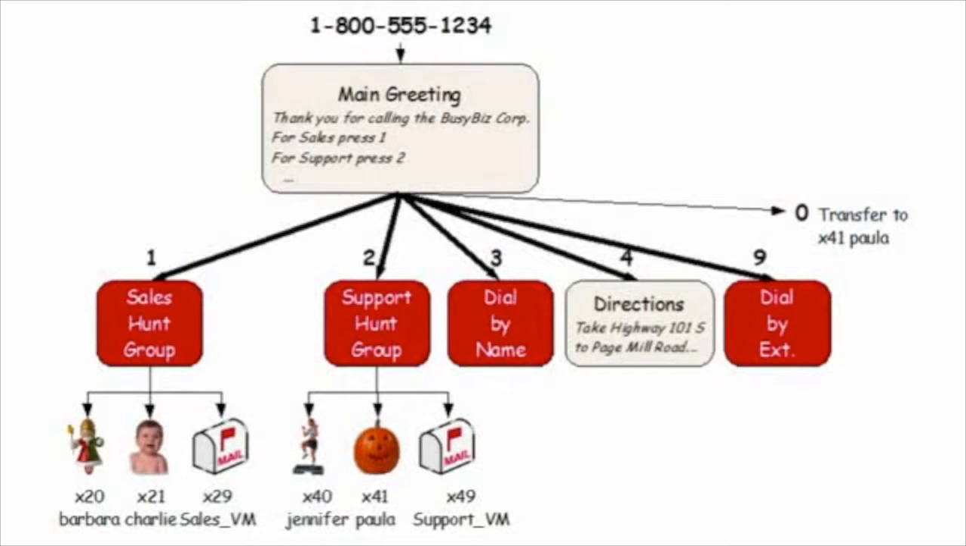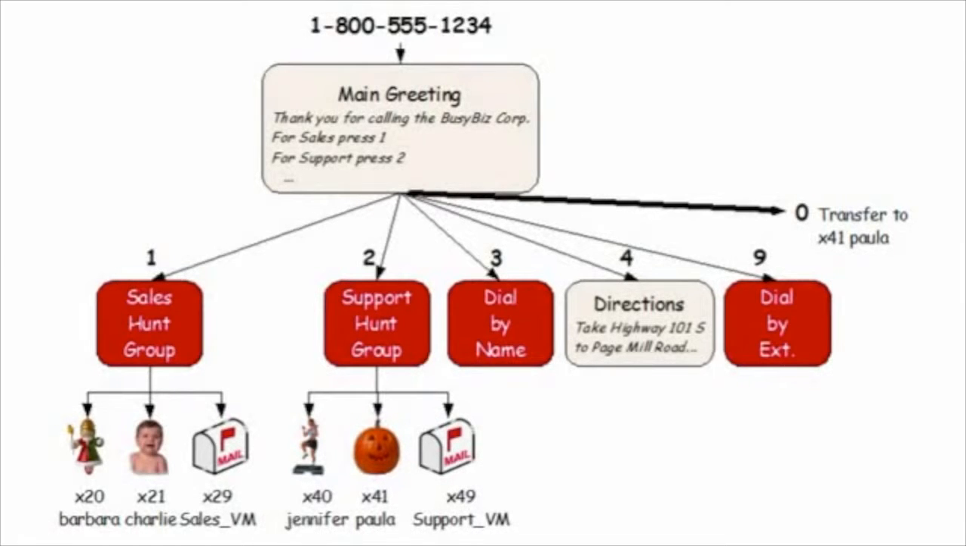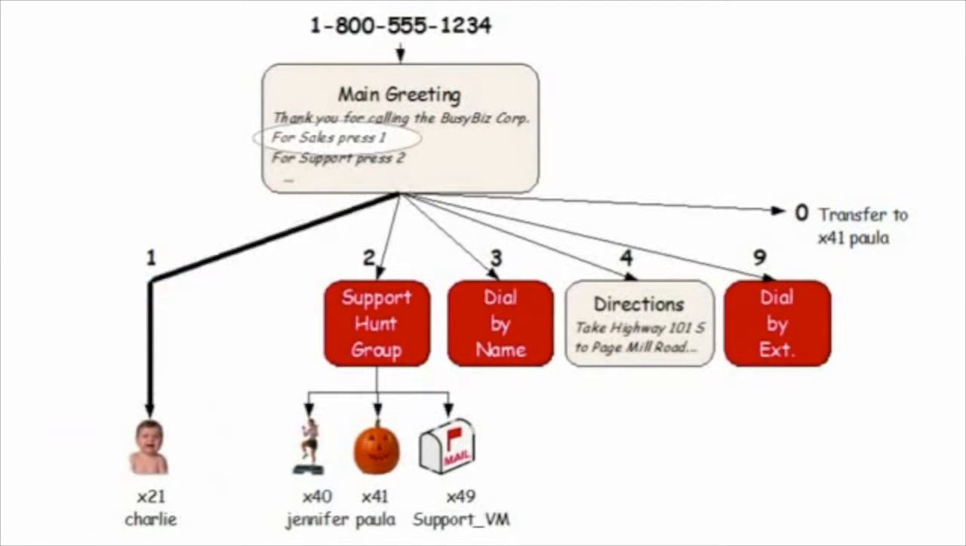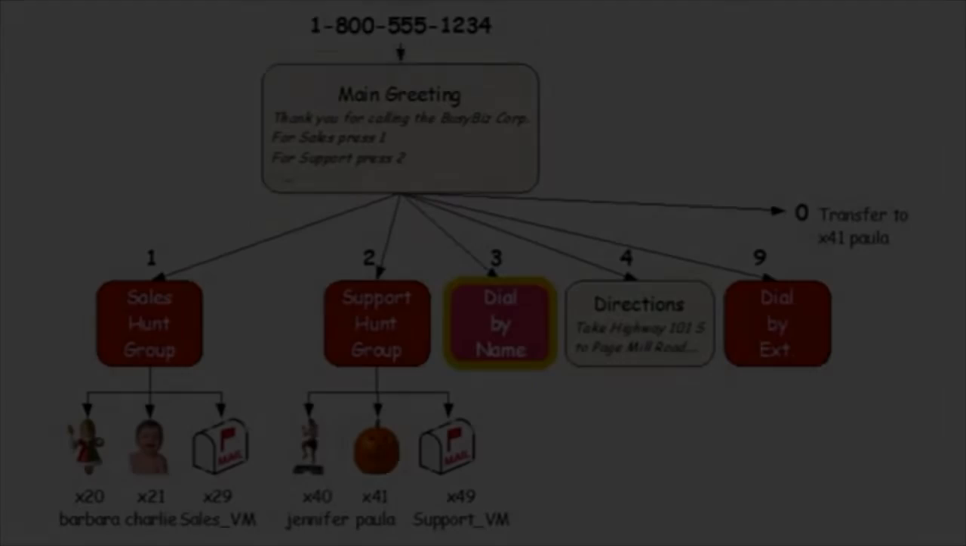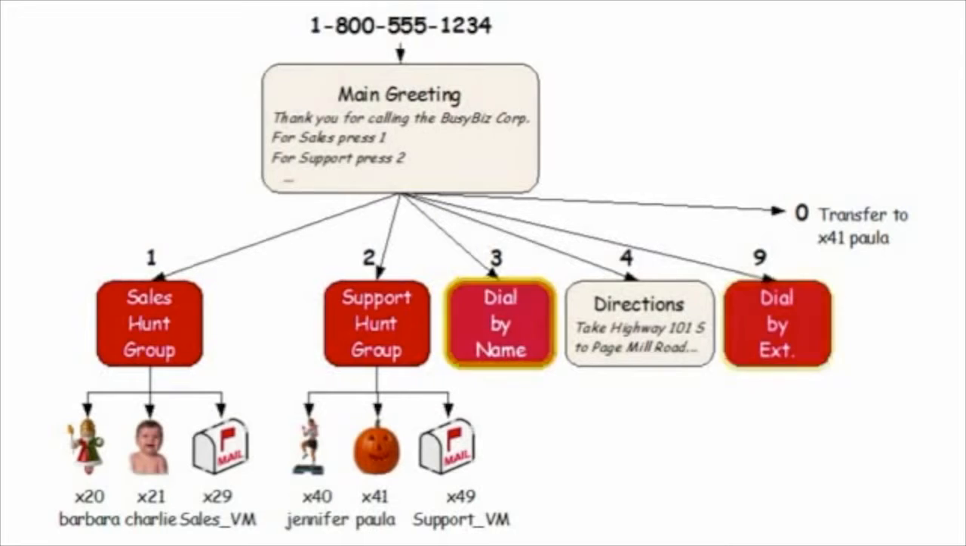Menus can jump to other menus or transfer directly to user extensions. For sales, press 1. Might transfer directly to extension 21. For more flexibility, add a hunt group to distribute calls to more than one extension. Other special menus include the Dial by Name and Dial by Extension menus.